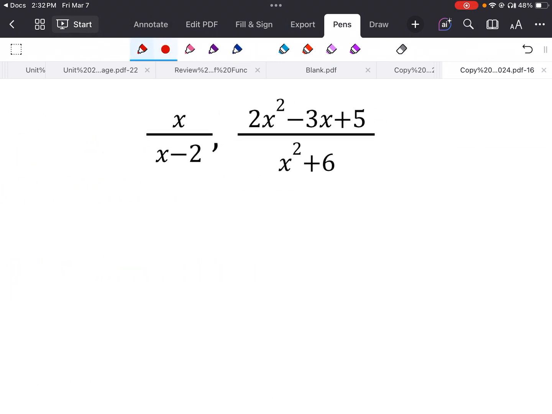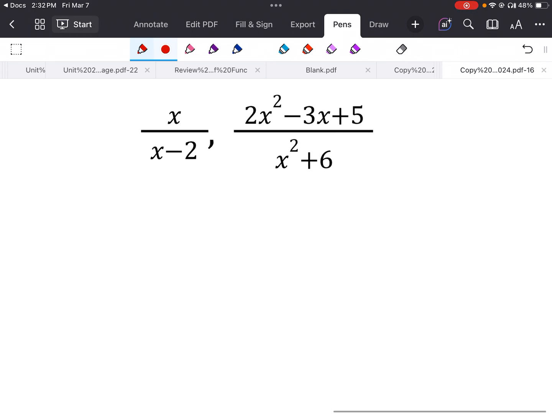Okay, and then here we end with, again, a linear and a quadratic, but you see the quadratic is not a difference of squares. It does not have a negative sign in between the x squared and the 6. There's not a b term, so it can't be factored any further. So the common denominator here is just going to be your factor of x minus 2 and x squared plus 6.